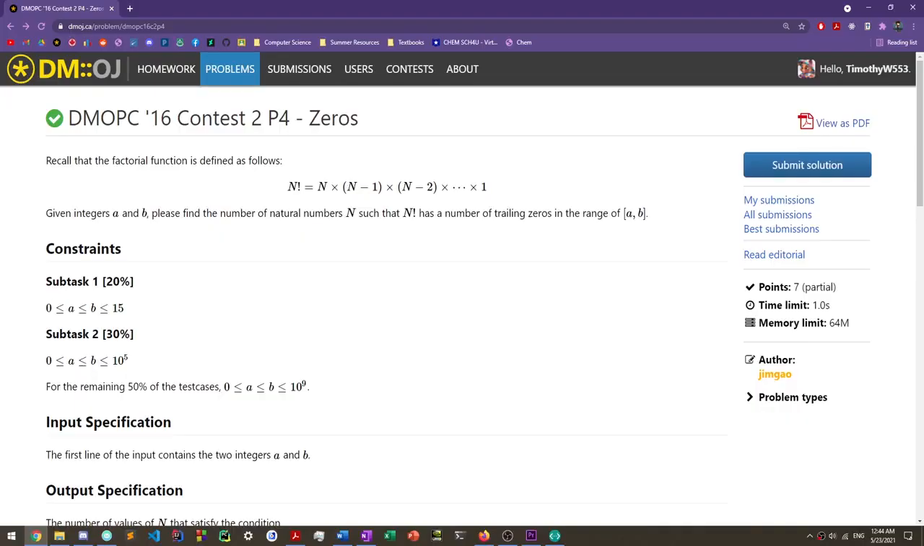Okay, so now let's actually look at the problem itself. The problem states, recall that the factorial function is defined as the following: n factorial is equal to n times n minus 1 times n minus 2 all the way to 1. And so the problem states, given integers a and b, please find the number of natural numbers n such that n factorial has a number of trailing zeros in the range of a and b.